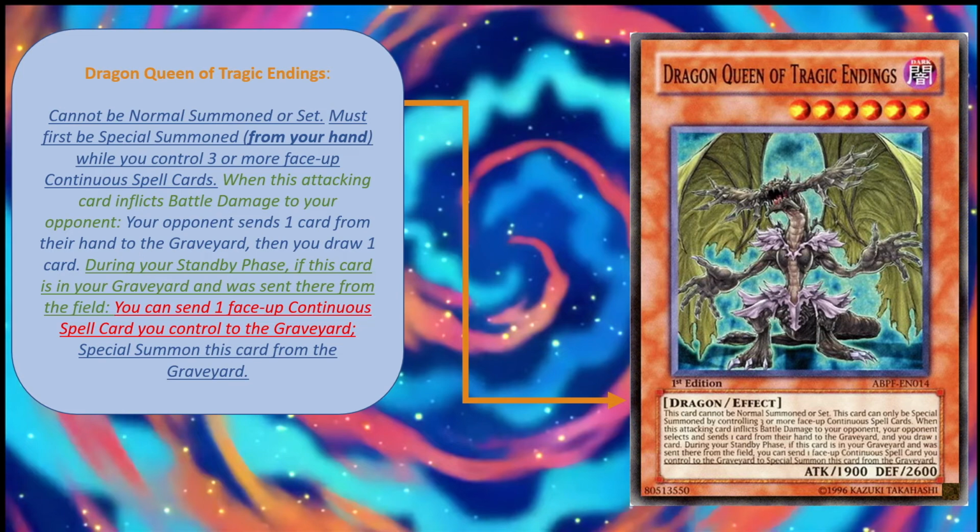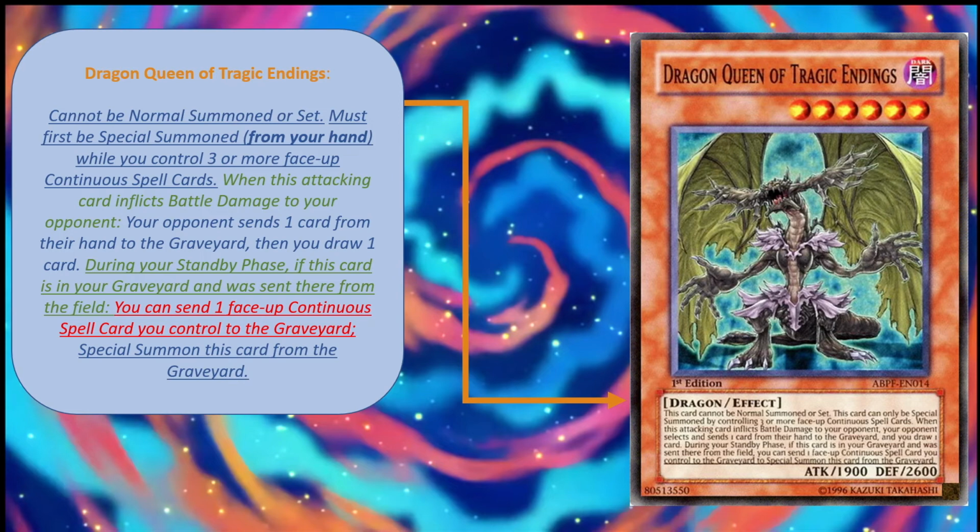Then afterwards comes the effect, and it says when this attacking card inflicts battle damage to your opponent, send 1 card from their hand to the graveyard, then you draw 1 card. So here the link opens so you can chain to this, and then we move on to the second effect that says during your standby phase, if this card is in your graveyard and was sent there from the field, you can send 1 face-up continuous spell card you control to the graveyard. Special summon this card from the graveyard.